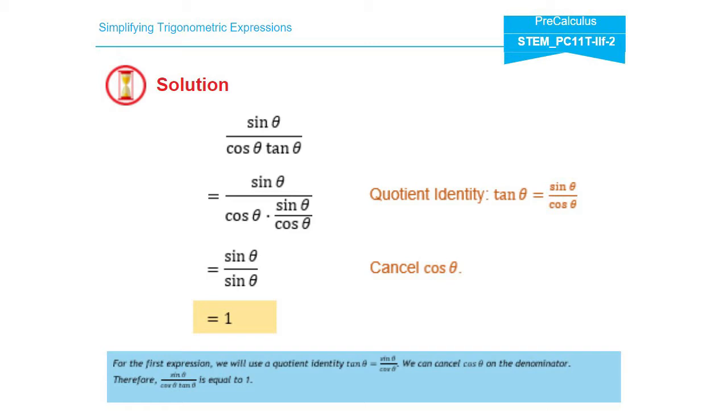First, let's have sine theta over cosine theta tangent theta. So, we change tangent theta into sine theta over cosine theta. That's the quotient identity. And then, cancel cosine theta. We're going to have sine theta over sine theta, which is equal to 1.